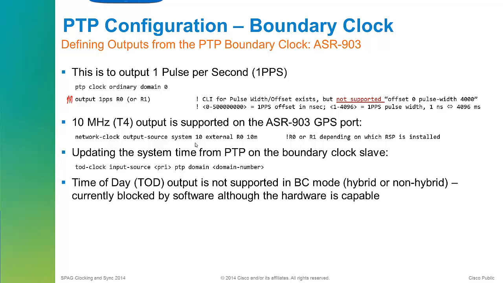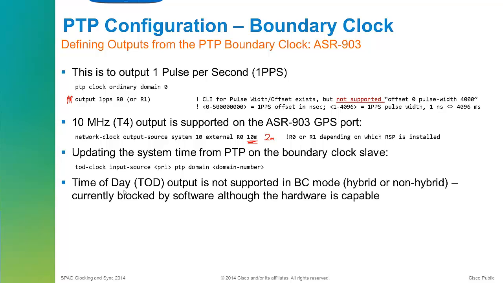We talked about that before. I don't think I actually had it in the slide, but you externalize 10 meg, and that puts the 10 megahertz out a port. You can also put a 2 megahertz out the GPS port by putting a 2M there as well. We can also, like we can as a slave, update the system time on a boundary clock. We couldn't do this on the 901, but we can do it on the 903.